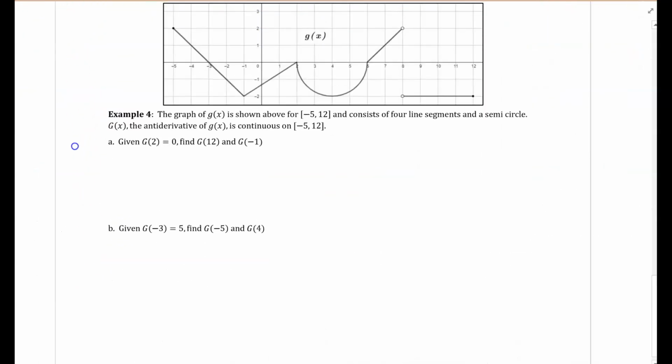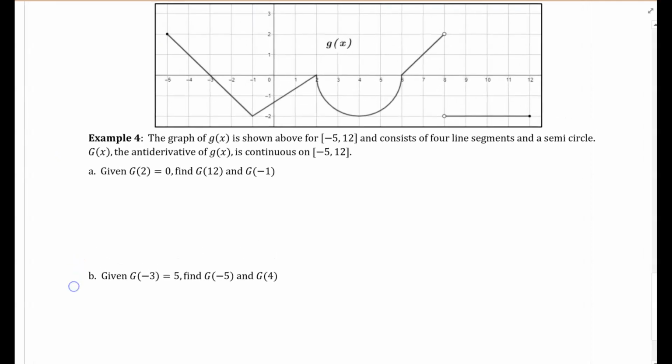Last example, I believe, for this lesson, and this looks like a problem very common on the AP exam. So here we go. The graph of g of x is shown above for the values negative 5 to 12 inclusive and consists of 4 line segments and a semicircle. Capital G of x, the antiderivative of g of x, is continuous on negative 5 to 12. So they're just telling you it's continuous. You don't have to worry about any discontinuities, and it doesn't throw a wrench into our fundamental theorem of calculus. Okay, so A: given G of 2 equals 0, find G of 12 and G of negative 1.